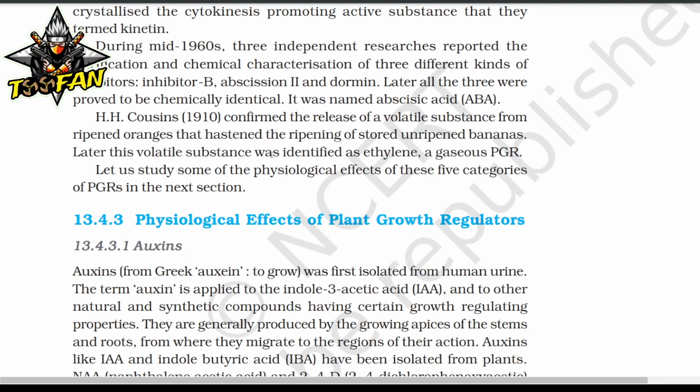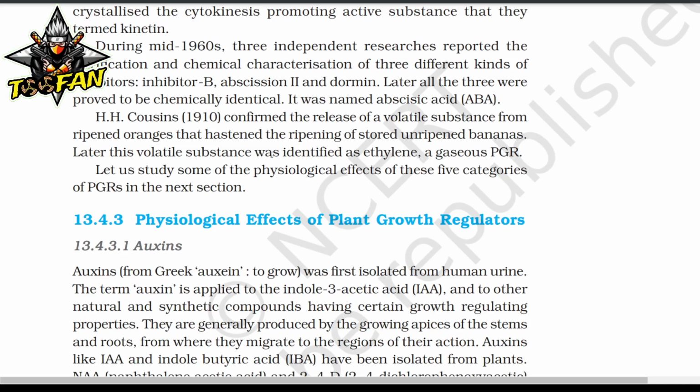During the mid 1960s, three independent researchers reported the purification and chemical characterization of three different kinds of inhibitors: inhibitor B, abscission II, and dormin. Later, all three were proved to be chemically identical. It was named abscisic acid, ABA. H. Cousins, in 1910, confirmed that the release of a volatile substance from ripened oranges hastened the ripening of stored unripened bananas. Later, this volatile substance was identified as ethylene, a gaseous PGR.